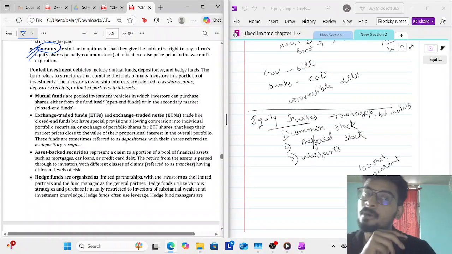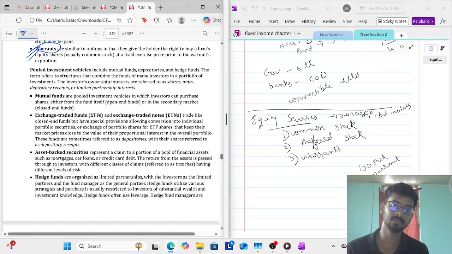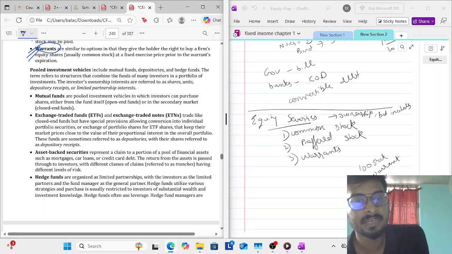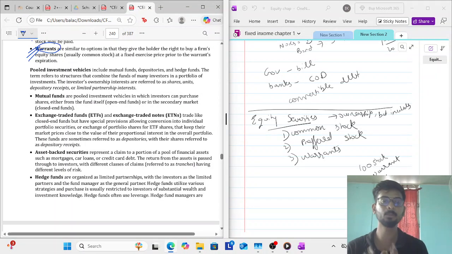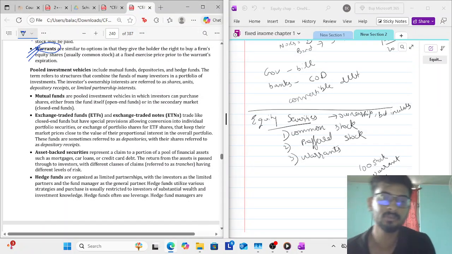Now let's come to pooled investment vehicle. So what is a pooled investment vehicle? It includes mutual funds, depositories and hedge funds. The term refers to structures that combine the funds of many investors in a portfolio of investments. The investor ownership interests are referred to as shares, units, depository receipts or limited partnership interests.